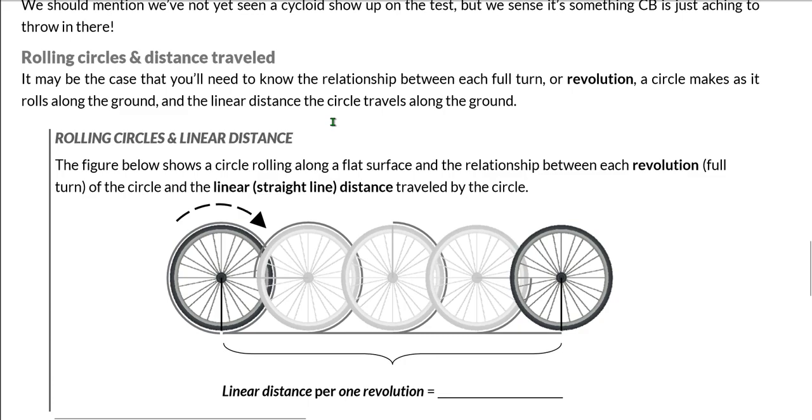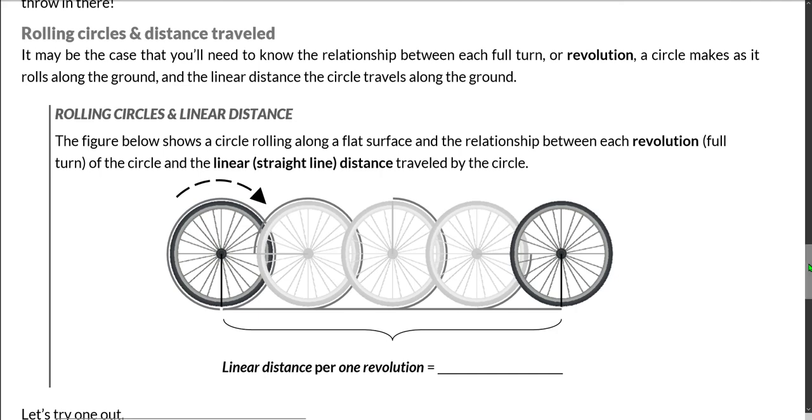Rolling circles and distance traveled: we have to know the relationship between revolutions, in other words the number of full turns that a wheel makes as it rolls along a road or some flat surface, and the linear, or straight line, distance that the wheel travels. We try to illustrate this as best we can. What we've done is pretend to wrap a rope or a thread around this wheel. That's what that gray line is, outlining the wheel.